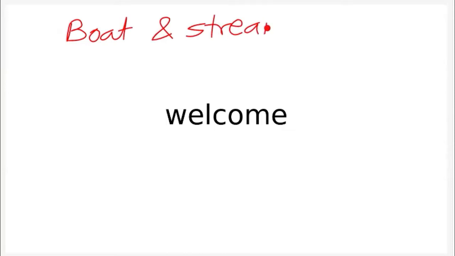We are starting a new topic known as boat and stream. Before coming to an actual question, we'll see some concept formulas in boat and stream. We'll move towards formulas and concepts in boat and stream.